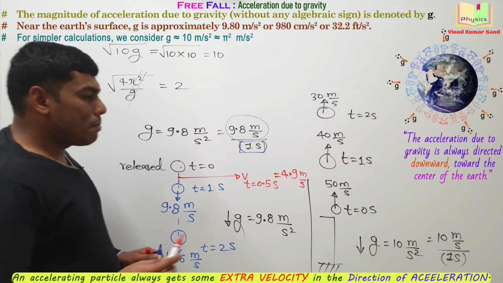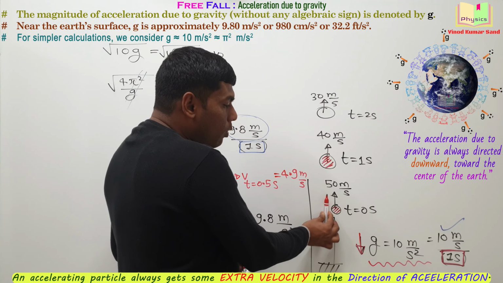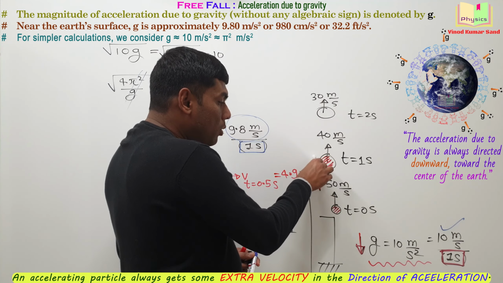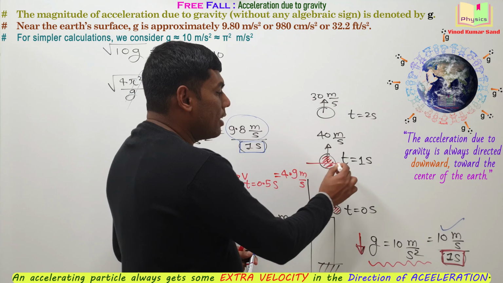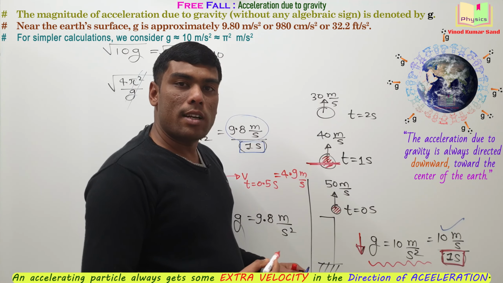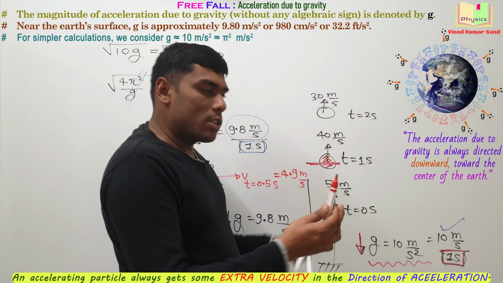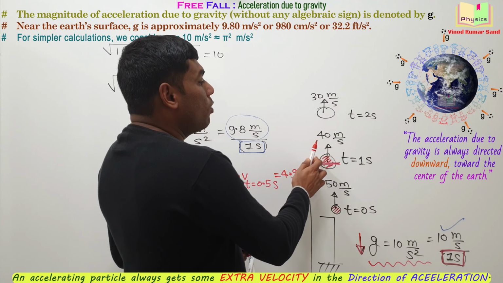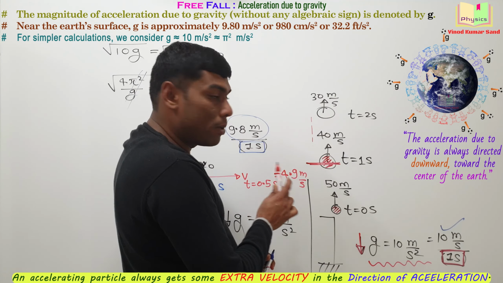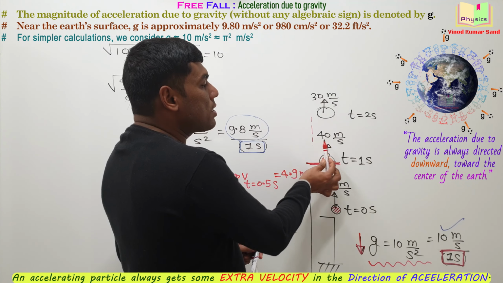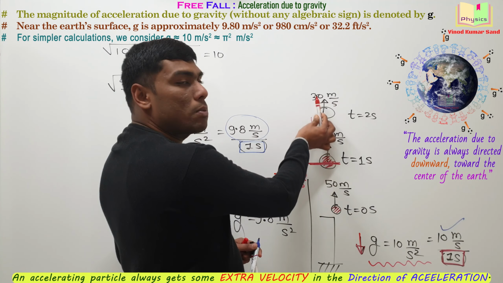Taking up the same example here. 50 was its initial velocity, but during this period it gained 10 in the downward direction. So what is the net resultant here at t is equal to 1 second? 50 up, 10 down, the answer is 40. Now look at this moment, the particle is going up. Here at t is equal to 1 second, its speed is 40 meter per second.